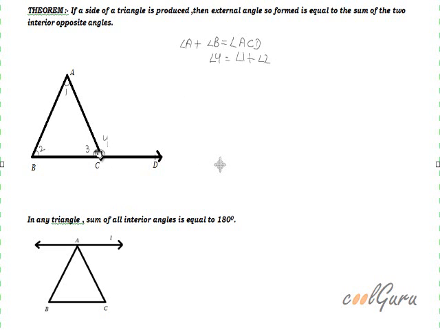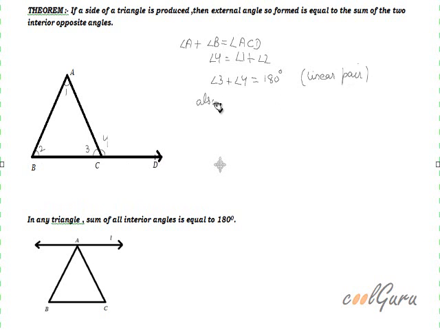Now we know that angle 3 plus angle 4 is equal to 180 degrees. The reason is that they form a linear pair. We know that BCD is a straight line, therefore angle 3 plus angle 4 is 180 degrees.